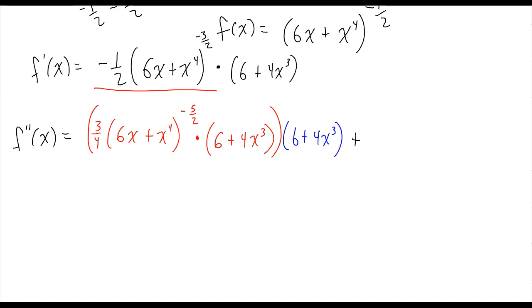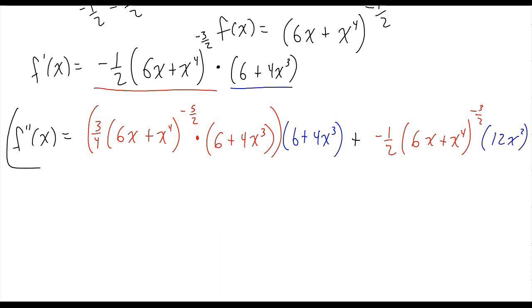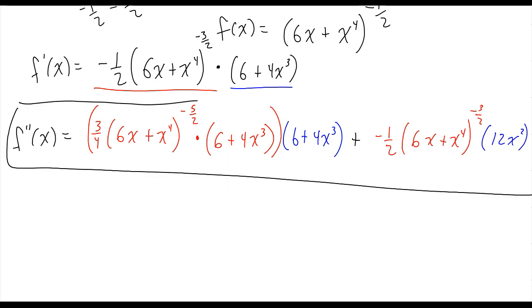Plus the first times the derivative of the second. Derivative of 6 plus 4x cubed is 12x squared. Okay, and that's probably simplified far enough. So there we go.